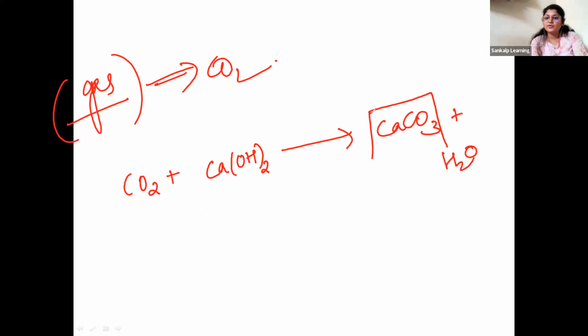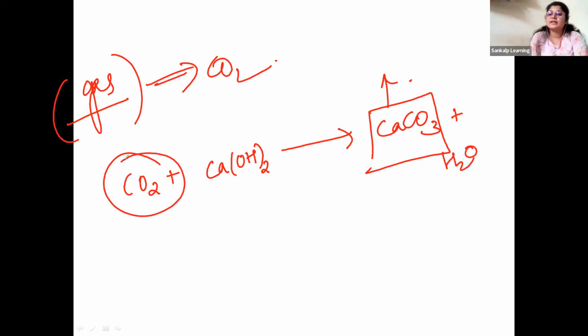The cloudy color of the solution is due to this calcium carbonate, which indicates that the gas is carbon dioxide gas. So this is a chemical reaction which tells you about the chemical change happening between the vinegar and baking soda. Understood? Okay, so next is physical change.